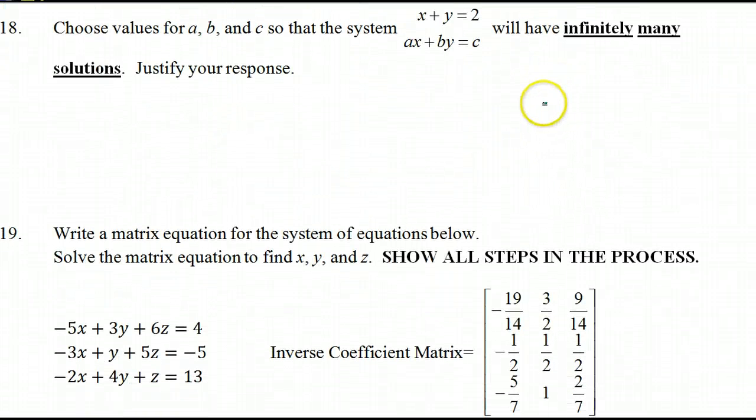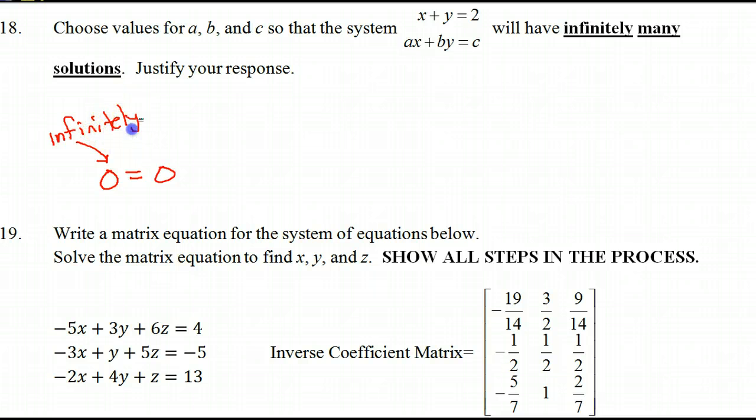All right, moving on to number 18. Choose values for A, B, and C so that this system will have infinitely many solutions. Well, let me remind you of how infinitely many solutions happen. You might remember that if all the variables cancel out and you get 0 equals 0, or really anything equal to itself, could be 5 equals 5, but it's usually 0 equals 0, when this happens, you know that you've got infinitely many solutions.